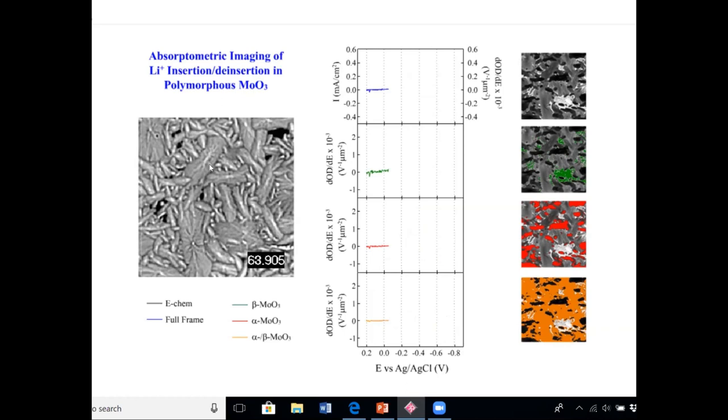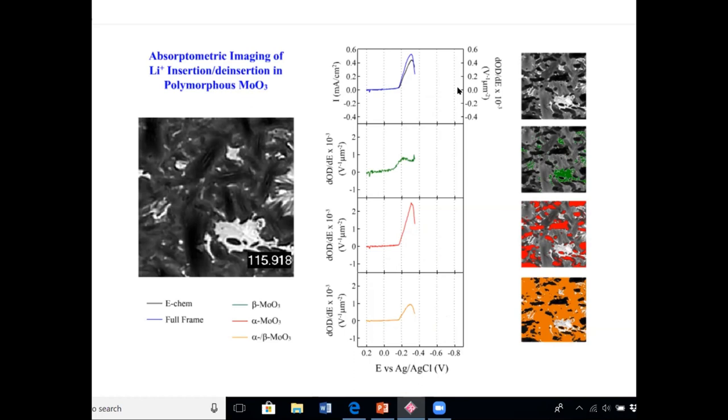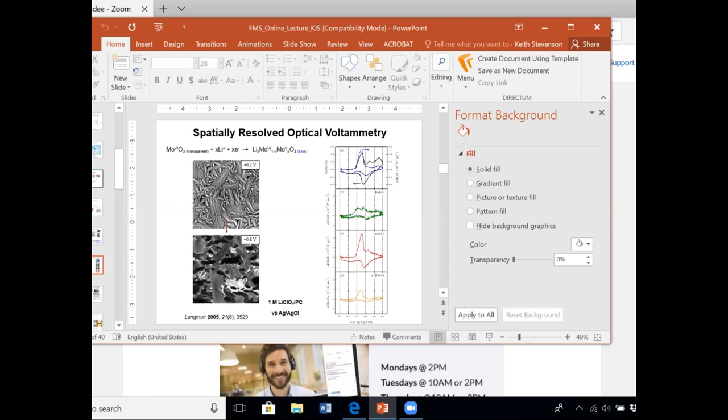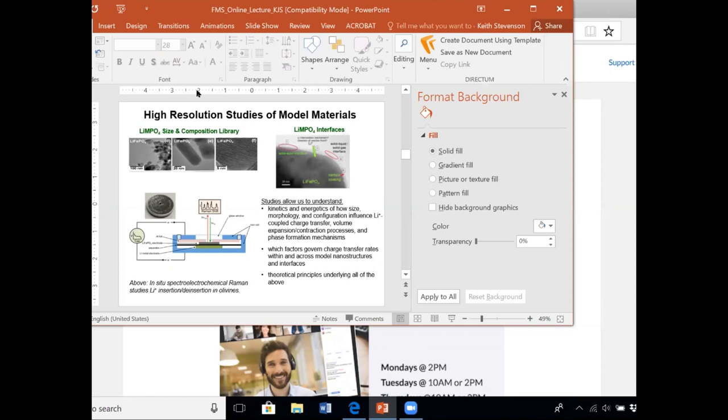We want to be able to interpret this, so we develop these spatially resolved images to understand what governs these different potential-dependent processes for polycrystalline materials. And that gets, again, to this more systematic approach. Sorry, I have to move the cursor here.